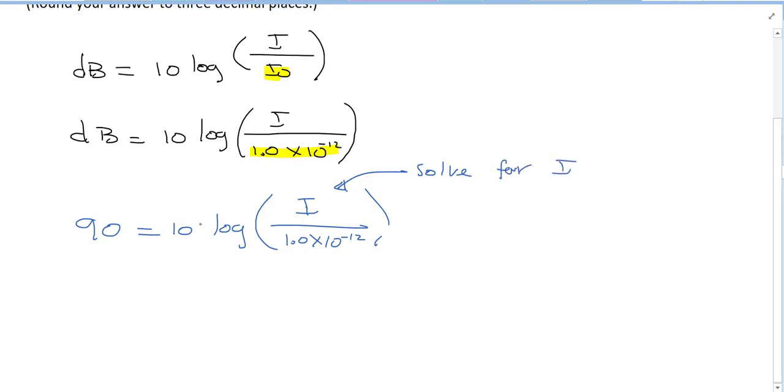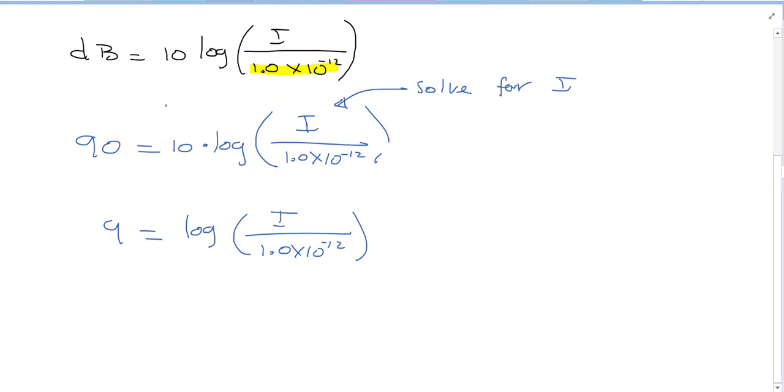So divide both sides by 10, right? This is being multiplied, so divide both sides by 10. 90 divided by 10 is 9. And I'm going to have log of I over 1.0 times 10 to the minus 12. And now you can either use properties of logarithms here to expand this out, or we can actually use the definition of our logarithm again, right? I know that log base b of a equals x means b to the x equals a.